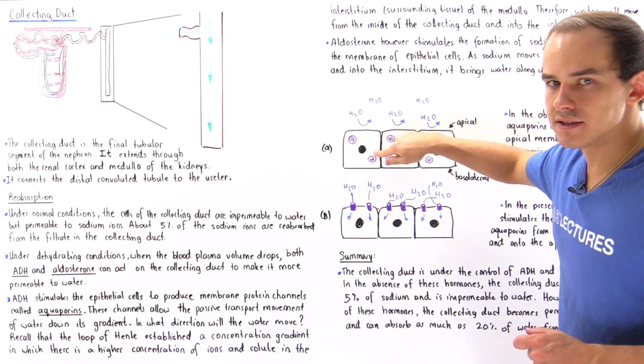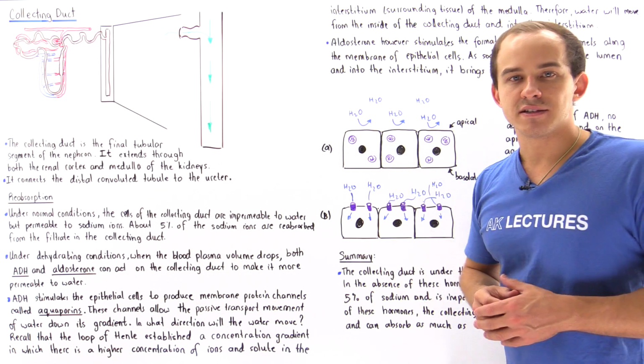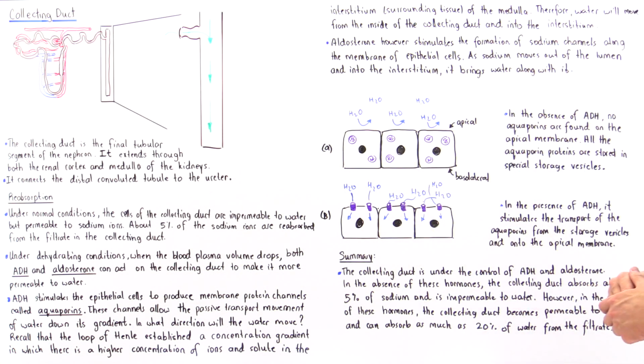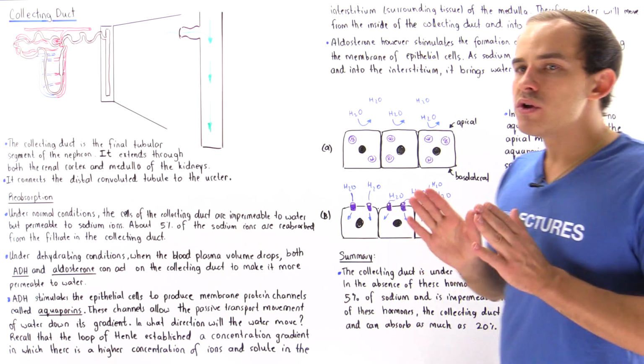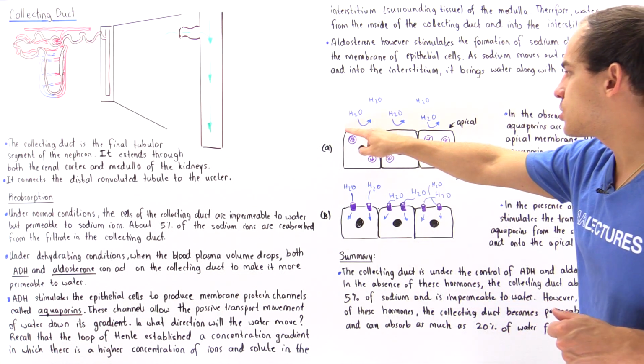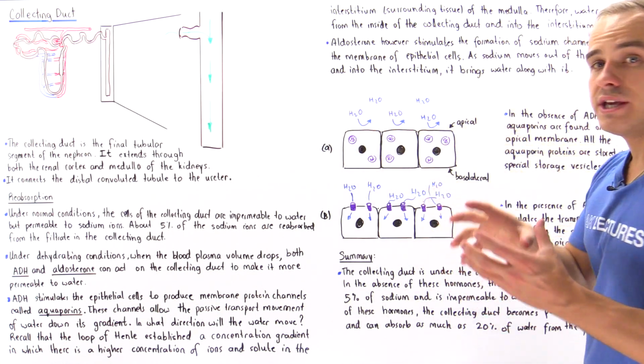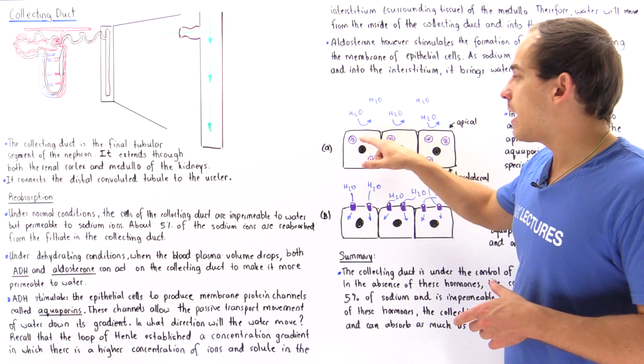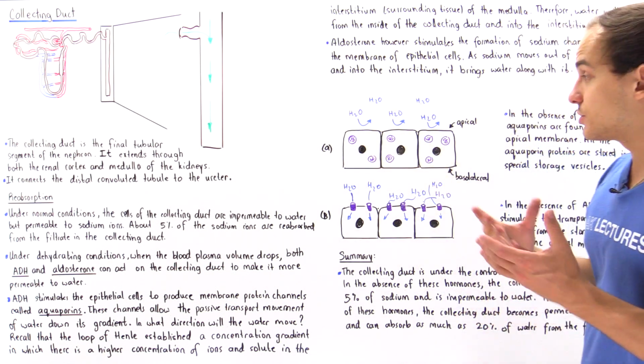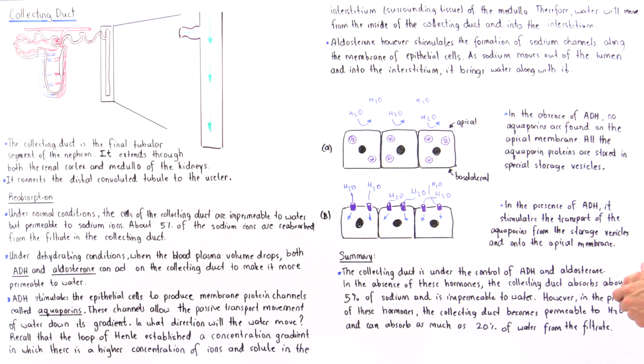However, notice what we have inside these cells. These purple vesicles are known as storage vesicles, and inside these storage vesicles, we have these aquaporins. So in the absence of ADH, we don't have any of these aquaporins on the apical membrane. All these aquaporin channels are found inside these vesicles. They're stored inside these vesicles.